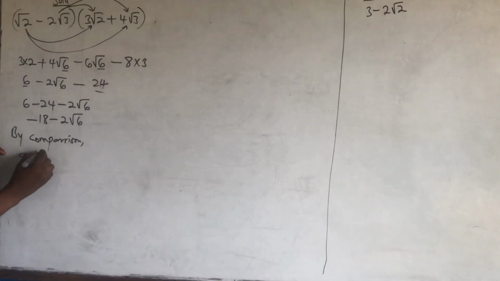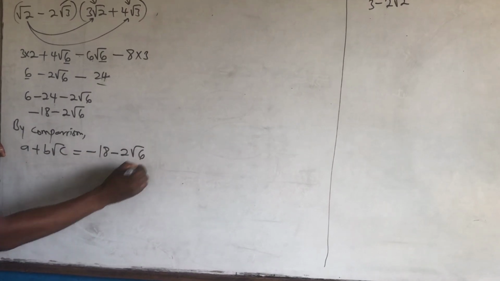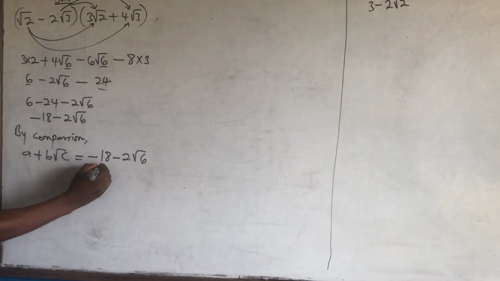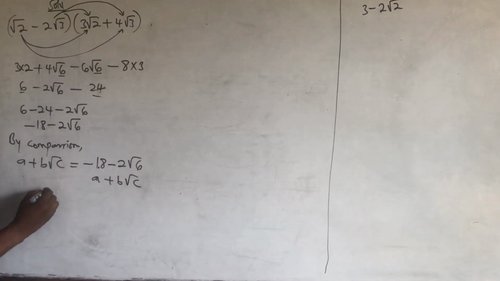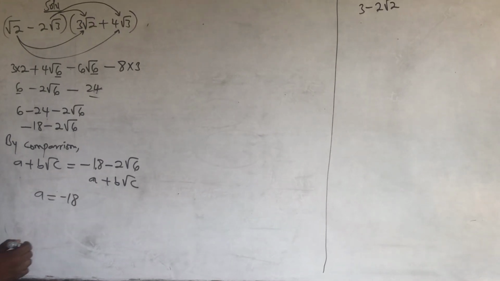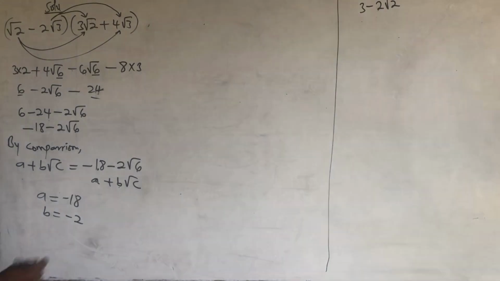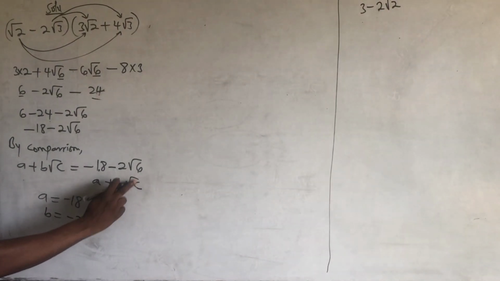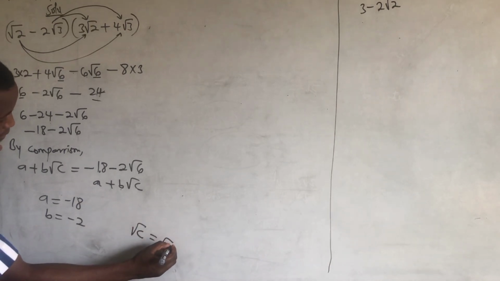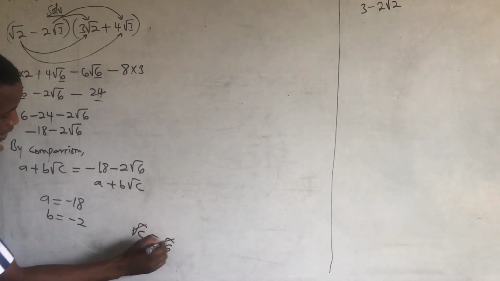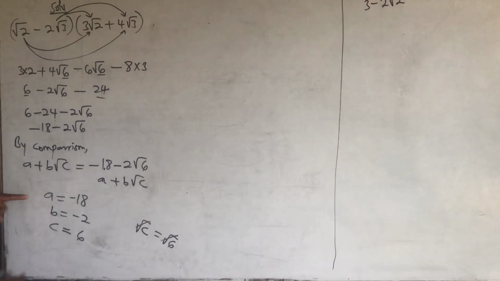Now, a plus b root 6 is equal to minus 18 minus 2 root 6. If I compare, if I put a plus b root 6 here normally, my a will be minus 18. This b will be minus 2. What will c be now? Some people will say that c is root 6. It's wrong, because root c is equal to root 6, so the roots eliminate each other. So my c is 6. Do we understand? So that is the value of a, b, and c.